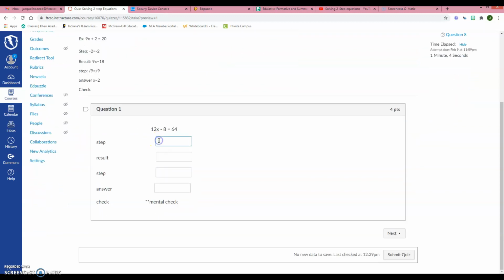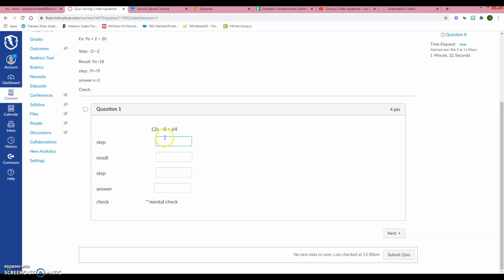So look at the first one. It says 12x minus 8 equals 64. Our first step, remember, is to isolate the variable, and we need to move the number that's either adding or subtracting first, which means we need to move this minus 8, okay? Since we need to move it over to the other side, we have to do its inverse operation. If it's subtracting 8, the inverse operation of subtracting 8 is to add 8.